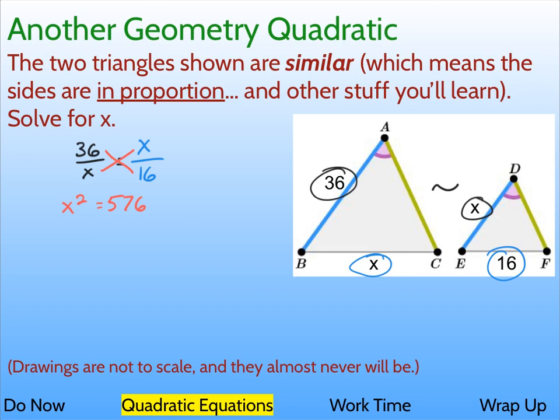Now, I know I said that in certain quadratics you have to get it equal to 0 first, and you could. And in this case, it would lead to a difference of perfect squares, but it would be a very long route to get to a very easy situation. We know that x squared equals 576. So to get x by itself, all we have to do right now is just take a square root.